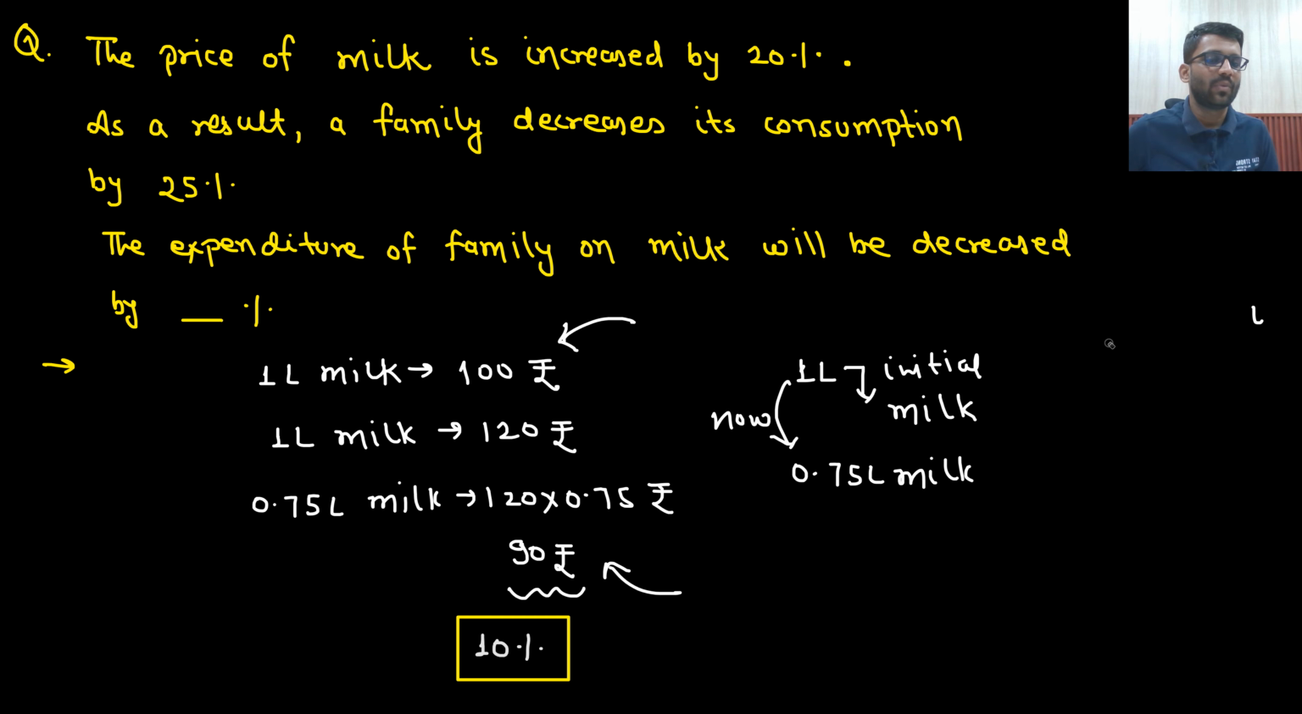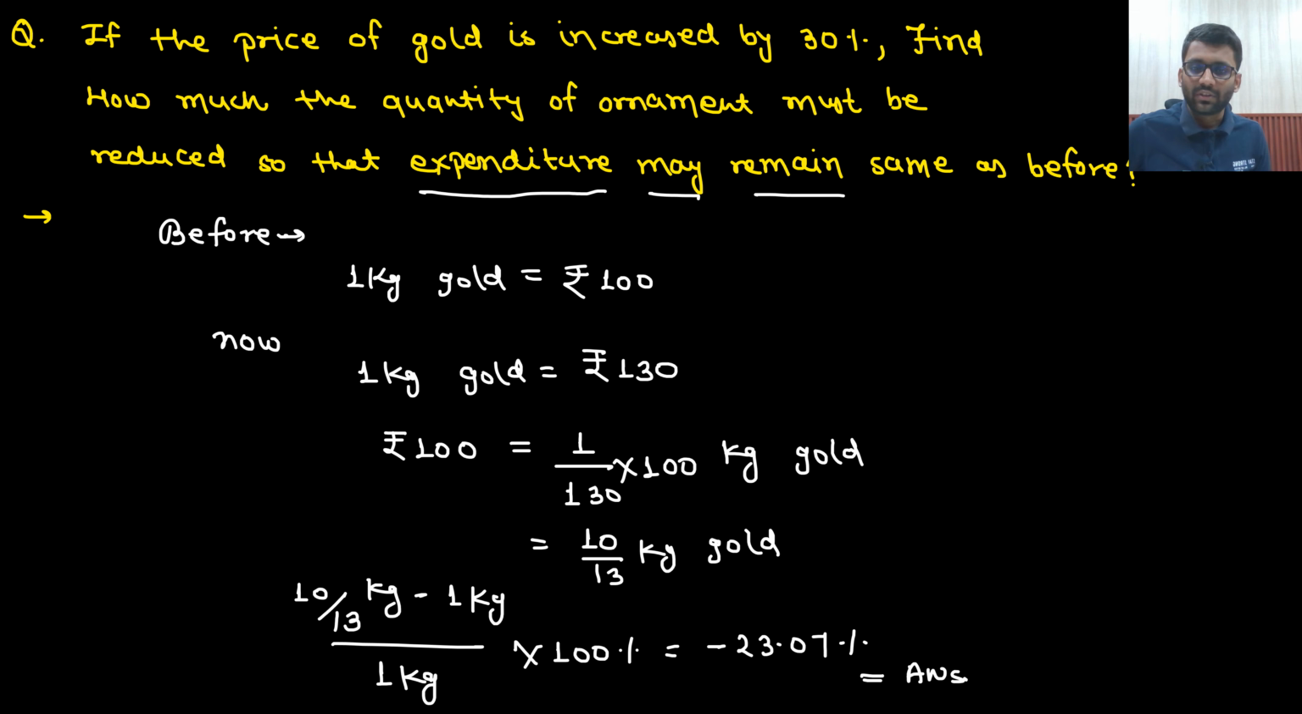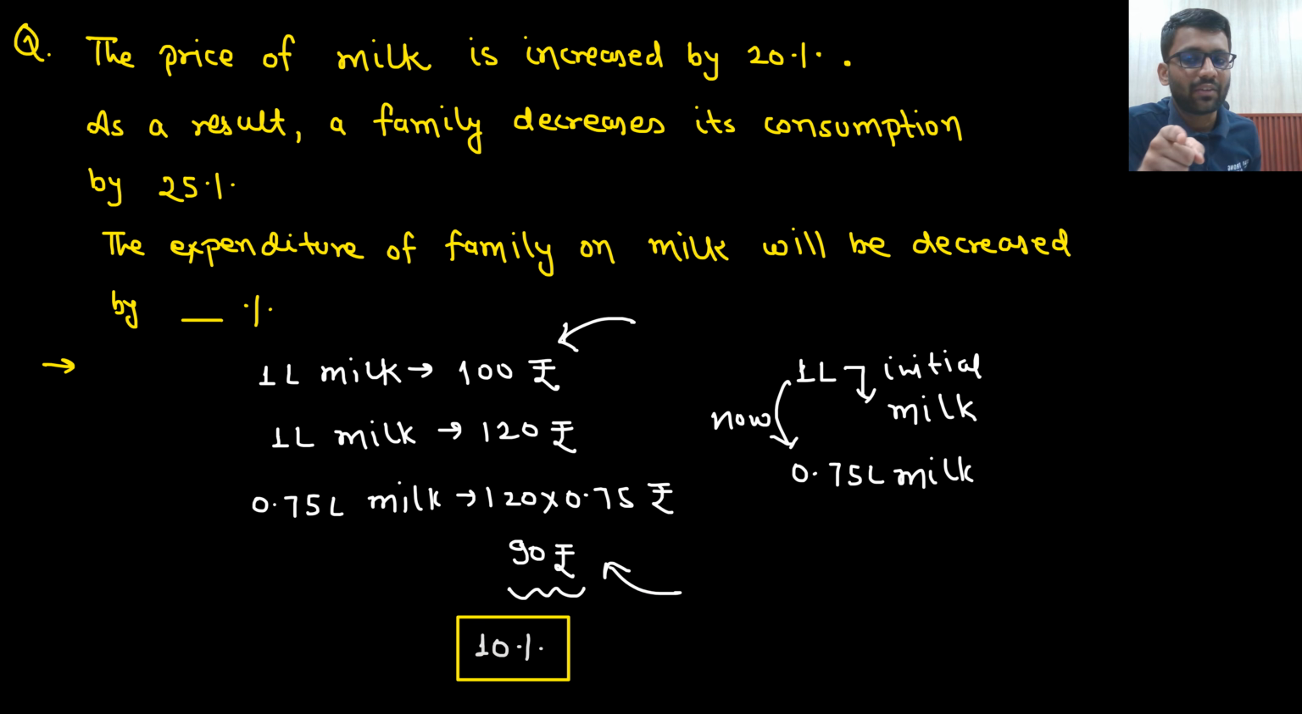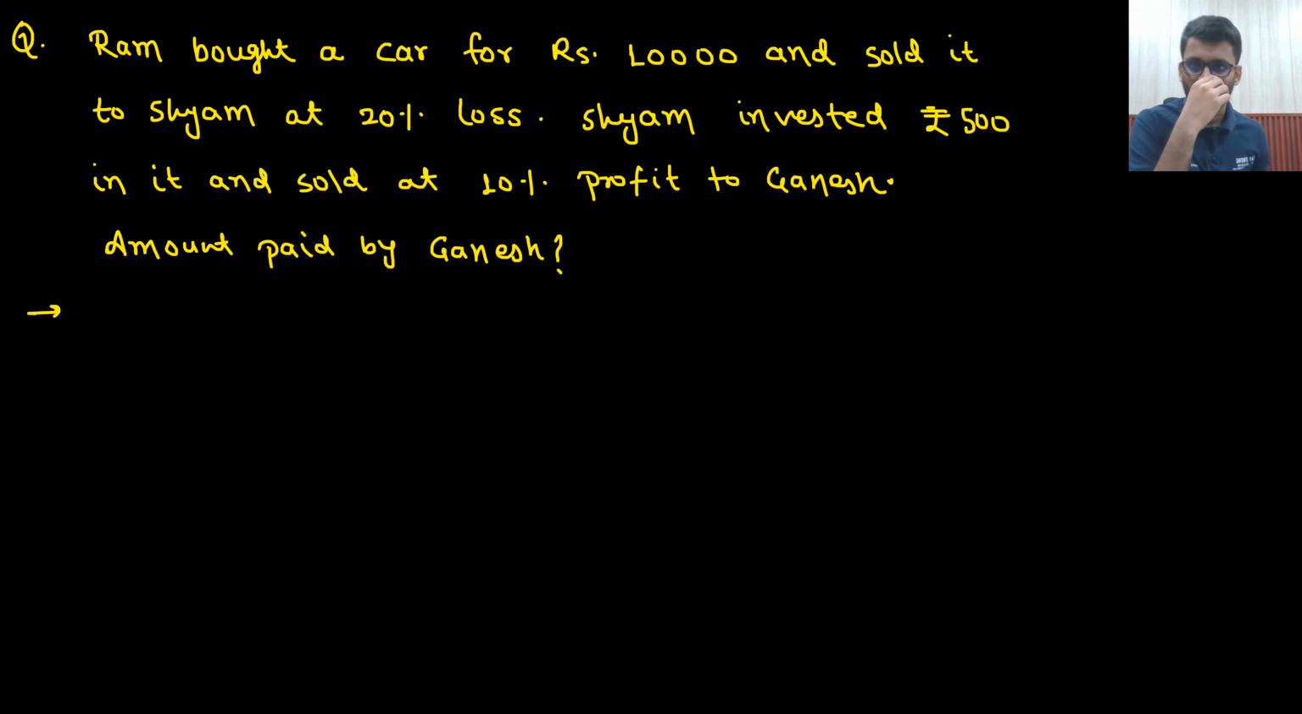Just try understanding the problem, what they are saying. This problem and this one are connected but both have different things. Here the money was the same. Here they were spending 100 rupees only and here also they are spending 100 rupees only. And if they want to spend 100 only, they should reduce their consumption by 23.07%. But here they blindly reduced the consumption by 25%, which means they are spending less money as well. So how much less are they spending? This is what they are asking. Well and good. Let's move to the next one.